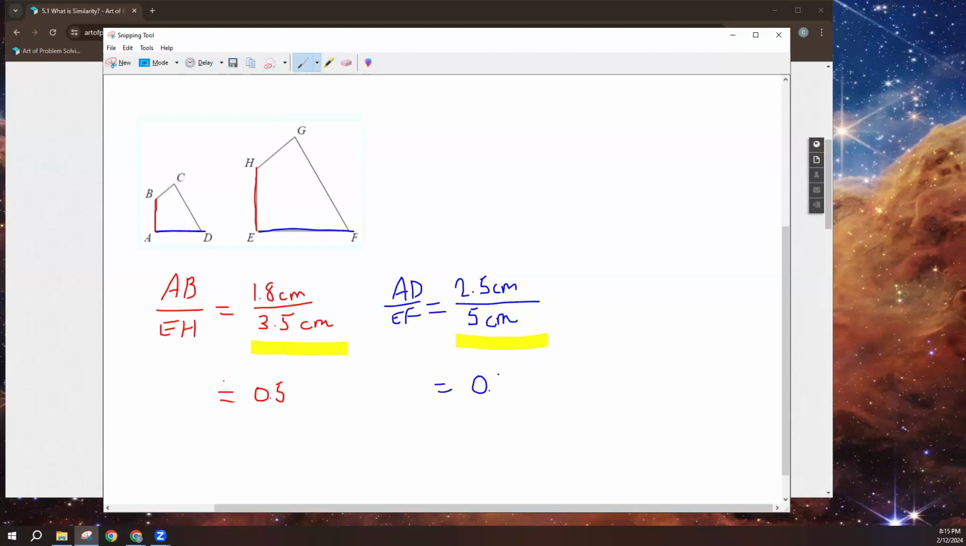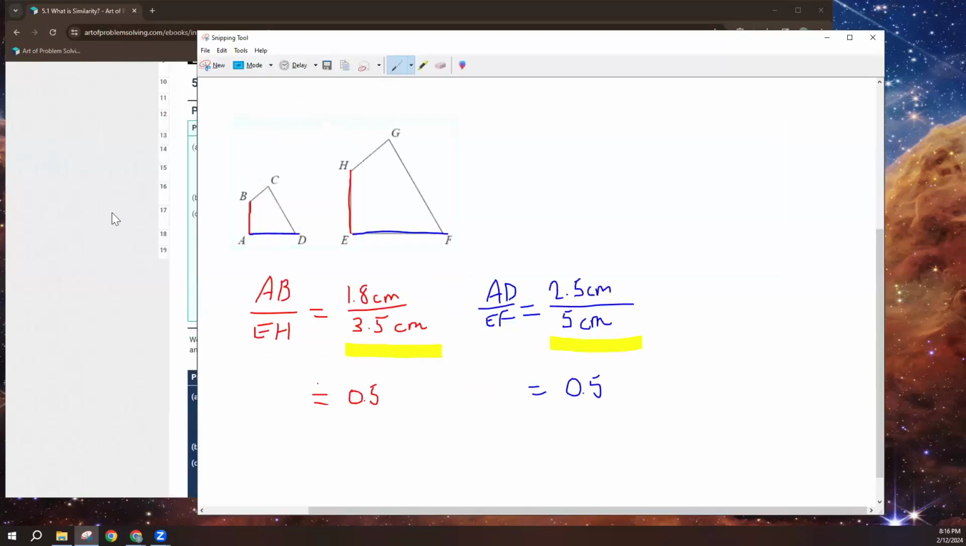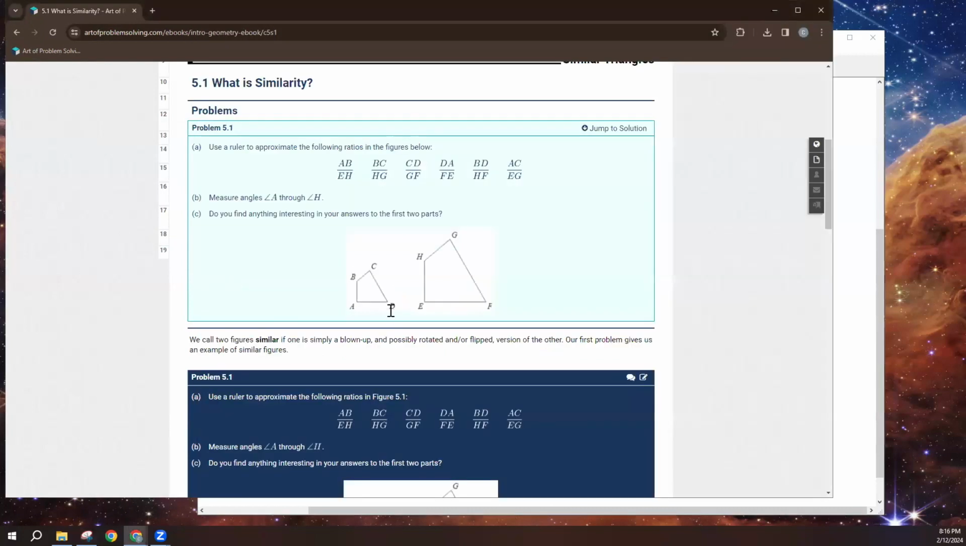And so what that tells us, and you would probably find the same thing with the other side lengths, is what it means for shapes to be similar. They're not the same size, but they have the same proportions, which means that they have the same ratios of side lengths. So this would be true for any shape. This is some strange sort of polygon, and it would be true for triangles. And so this is what we mean when we say similar.